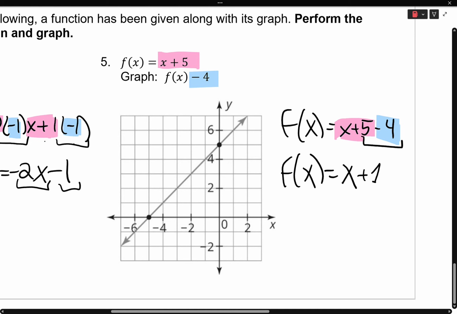So we start at 1. The slope for x this time is 1, because there's an invisible number there. Up 1 to the right 1. There's our graph.